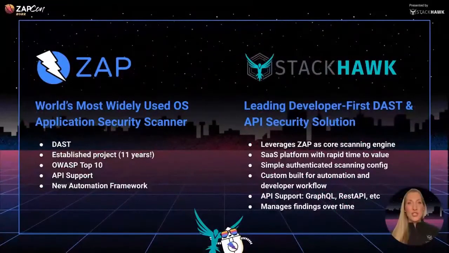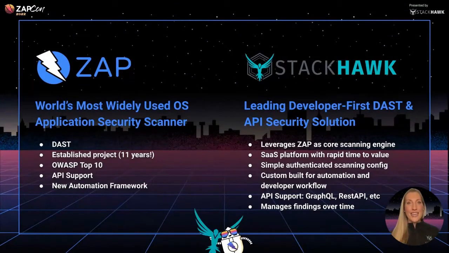For those of you new to Zap and ZAPCon, the Z Attack Proxy is an open source dynamic application security testing tool that scans your running application for security vulnerabilities. Zap was founded by Simon Bennett 11 years ago. It's an OWASP project and the most widely used application security tool on the market. The project provides the best support for modern applications, including API testing and a new automation framework.